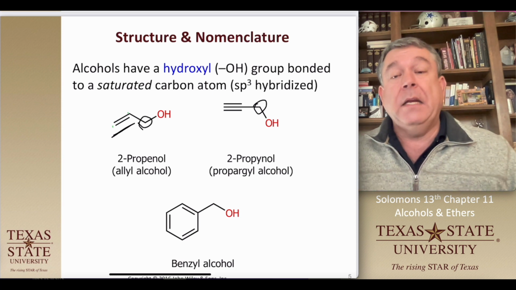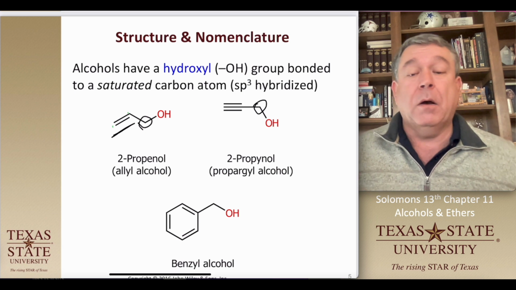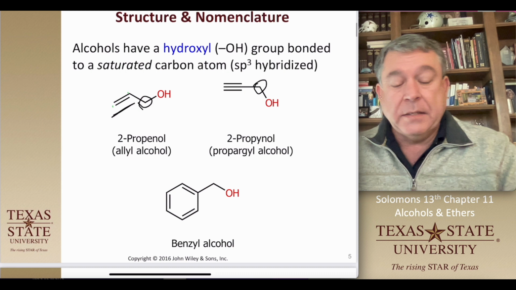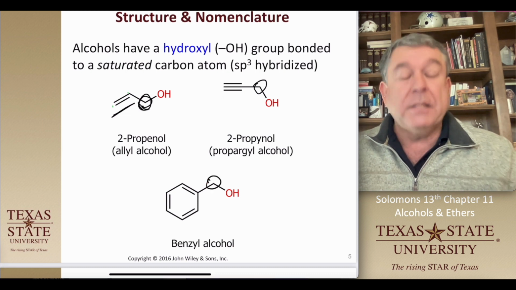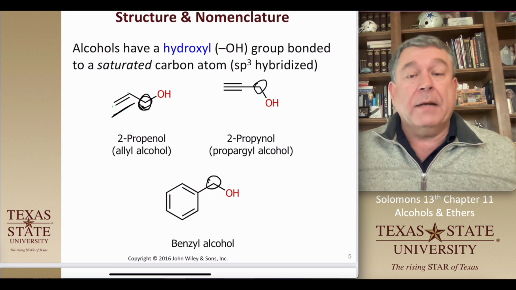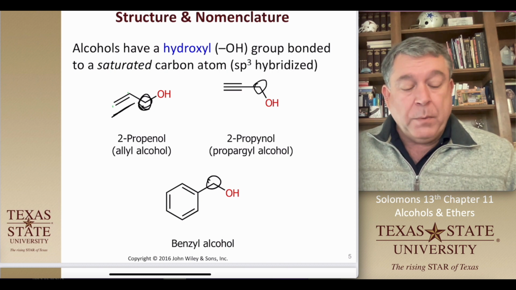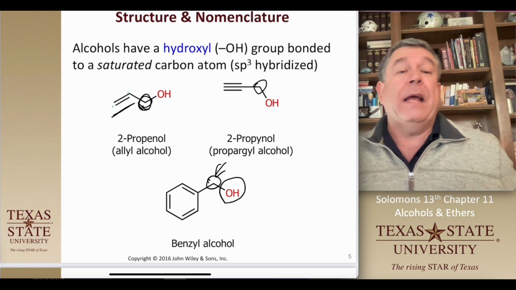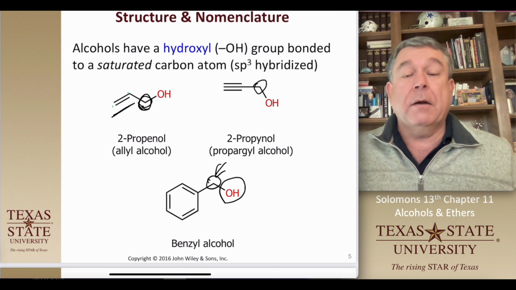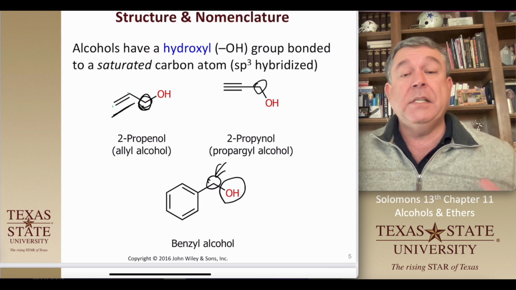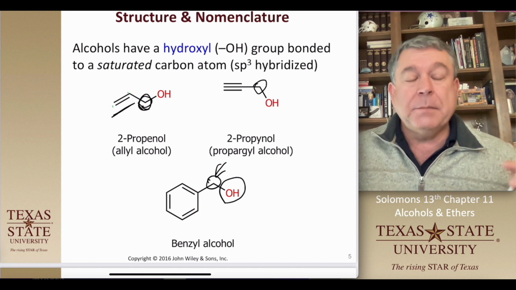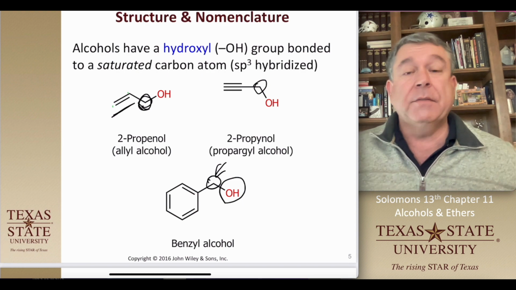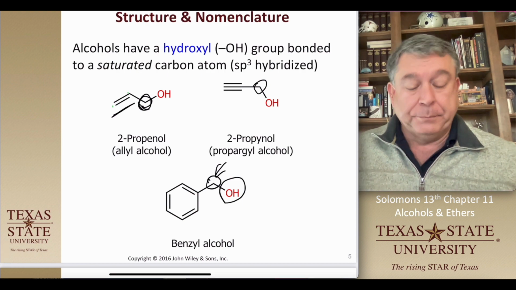Or we would name it propynol. In the case of the ene, it would be propenol. But as we've learned with other reactivity, this allyl position and this benzylic position are really, really reactive because of conjugation. And so when we have an OH on that benzylic carbon here, we call it a benzyl alcohol. Again, notice they all are attached to sp3 hybridized carbons, but they are adjacent to other functional groups that give them additional reactivity.